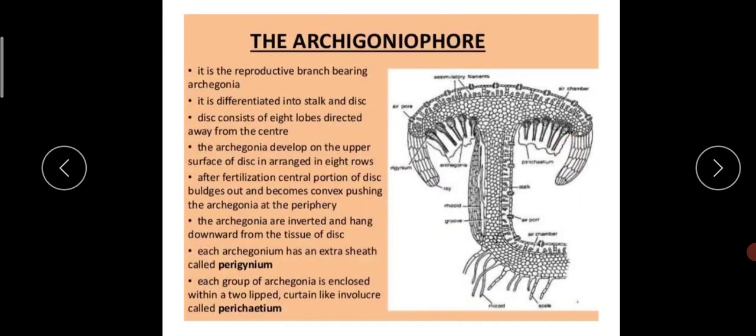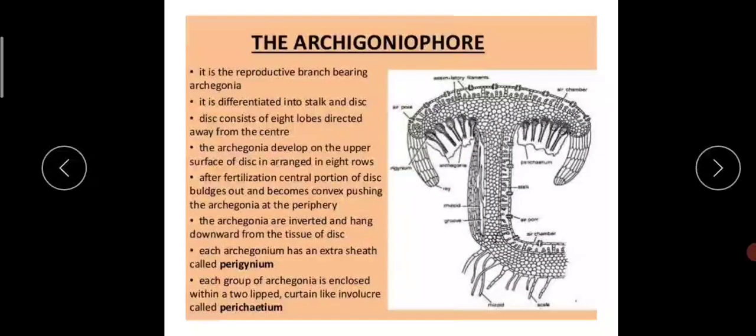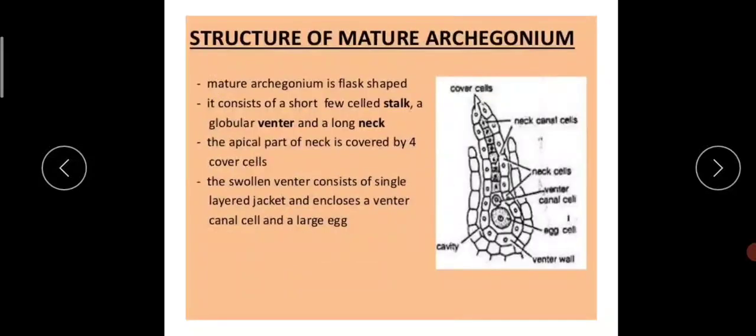In many species of Marchantia, long and stout finger-like projections develop from the margins of the disc between the archegonial groups, and these finger-like projections are known as rays. These are the rays, the finger-like projections arising from the disc. These rays give the archegoniophore an umbrella-like appearance.